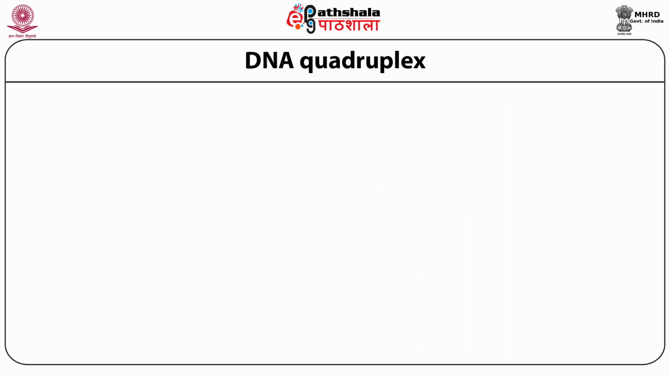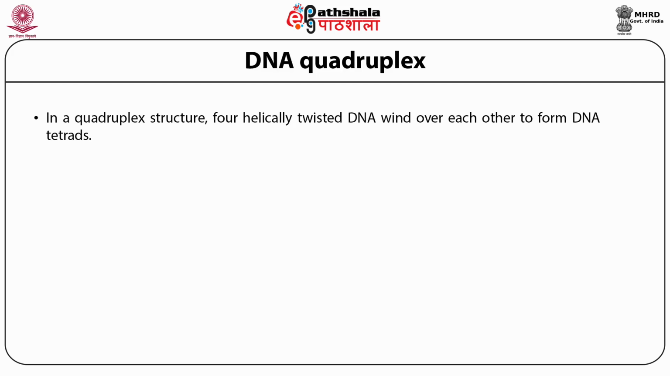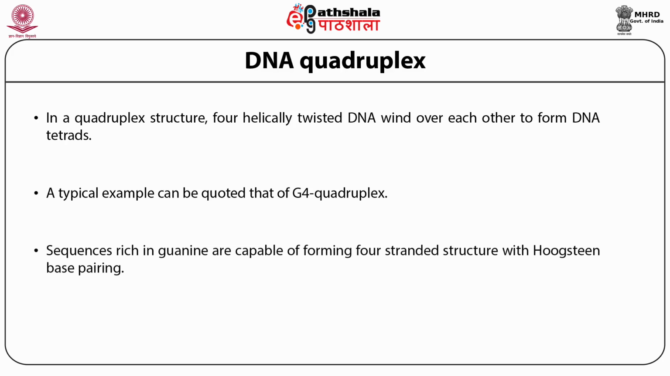Like DNA triplexes, we have DNA quadruplexes. In a quadruplex structure, 4 helically twisted DNA strands wind over each other to form DNA tetrads. A typical example is that of G4 quadruplex. Sequences rich in guanine are capable of forming 4-stranded structures with hook chain base pairing. The structures are stabilized in the presence of potassium ions.